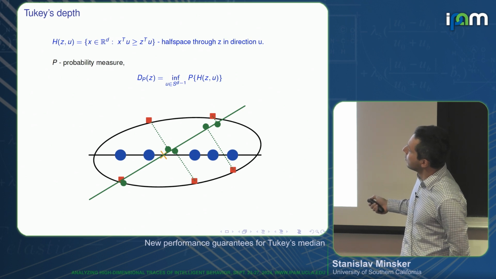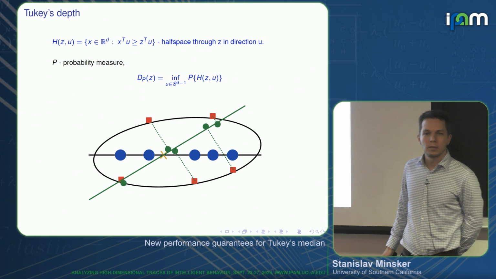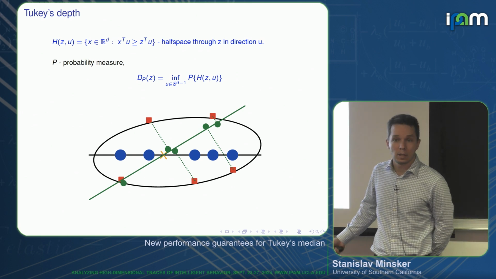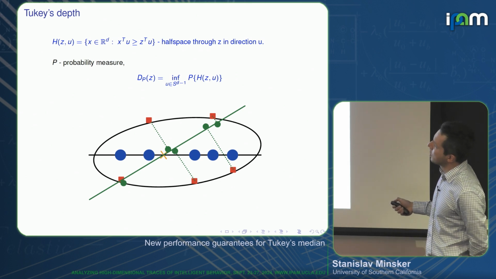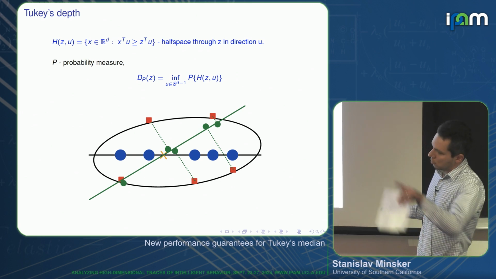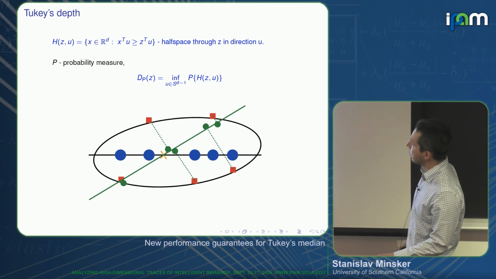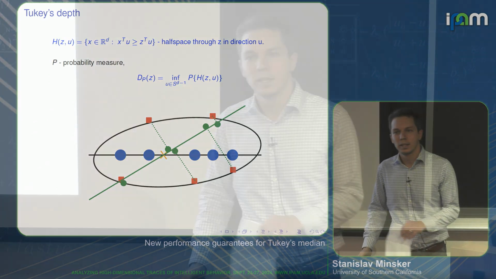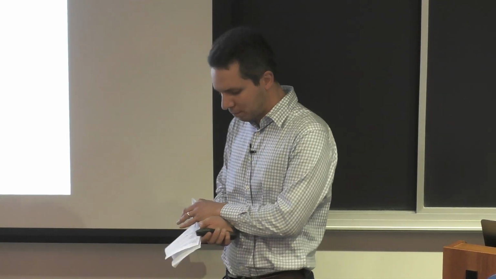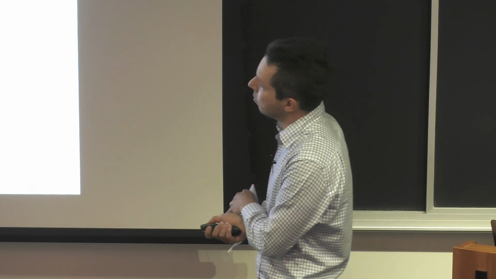And now Tukey said, do this over all possible directions and take the minimum of the depths that you get along all these directions. So that's what's written here, right? We can express it as the infimum over all directions of the measures of half spaces that pass through the given point in this direction. So, okay, it seems like a pretty complicated definition. It's even unclear whether we can compute it. So let me show you how.